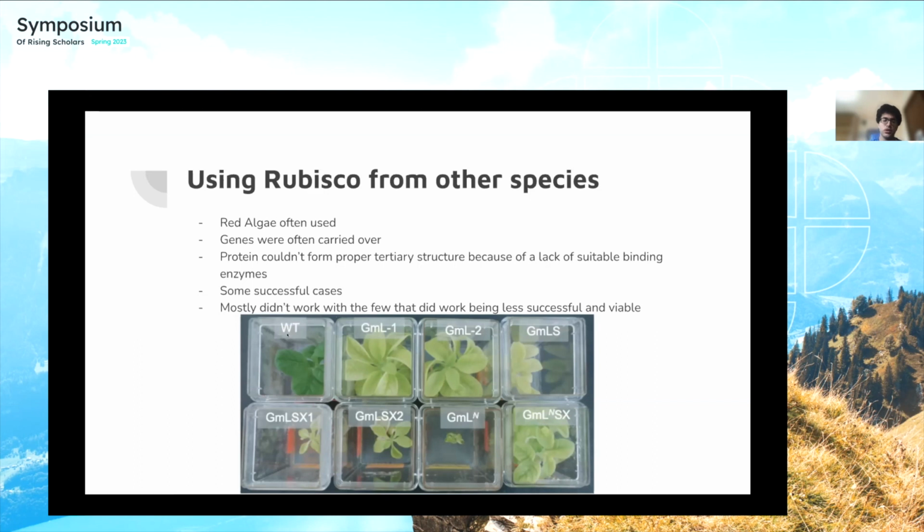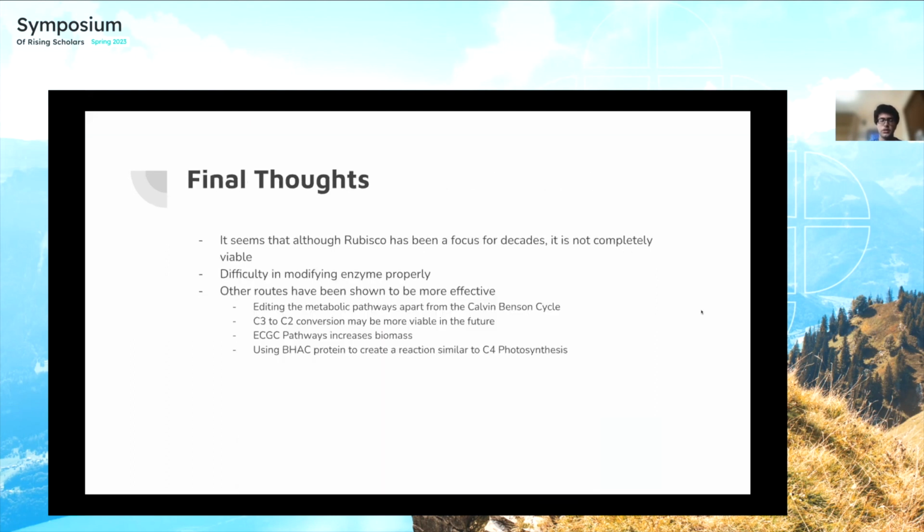There was also an experiment which used sunflower, and that did work. It was a faster photosynthesis rate. However, the plants grew to be about 24% smaller than the wild type. So that was also less fit. So after looking at various experiments, it did seem that although Rubisco has been a focus for decades, it doesn't seem to be a completely viable focus for the future, as there is a difficulty in modifying the enzyme properly to fit within all the processes of the cells.